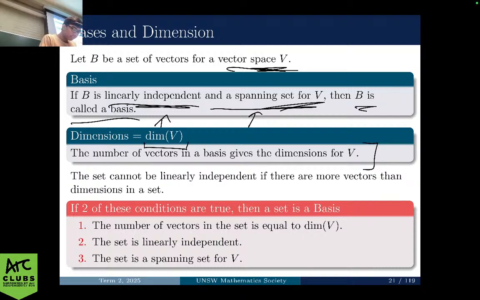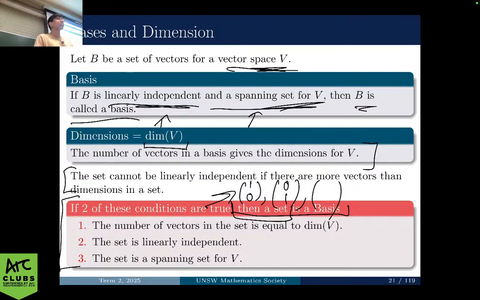So, here we have a neat little trick. A set cannot be linearly independent if there are more vectors than dimensions in a set. So the easiest way I could think about explaining this is, let's consider R2, for example. Obviously, I'd have vectors (1, 0) and (0, 1). And those two are a basis. But there's no other vector I could add that would still be linearly independent from the other two, because these two already make up everything in R2.